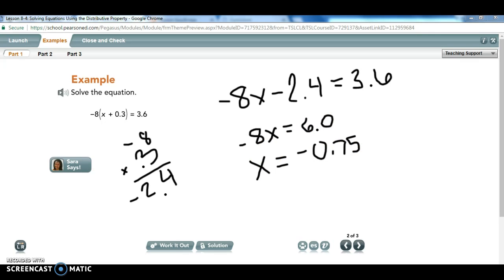My last step, which is a super important step, is to check your answer. So I simply need to put negative 0.75 or negative 75/100 in for x and solve. So I have negative 8 times the quantity negative 75/100 plus 0.3 equals 3.6.